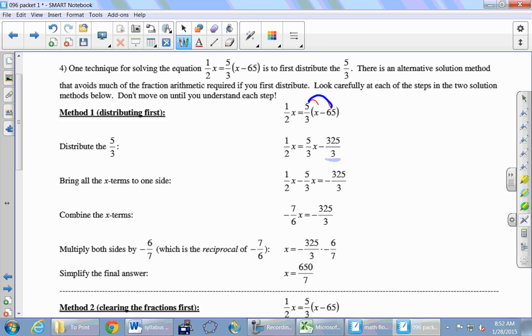Yeah, that's multiplying the 5/3 and the 65, or just the 5 and 65, which is the 325 on top. Okay, and then I notice that there's x's on both sides, which isn't so great. So we're going to move all the x's over to one side. So for example, if I wanted to move this guy to the left, what would I do to both sides? I would subtract the 5/3 x from both sides, and you can see that's what's happened right here.